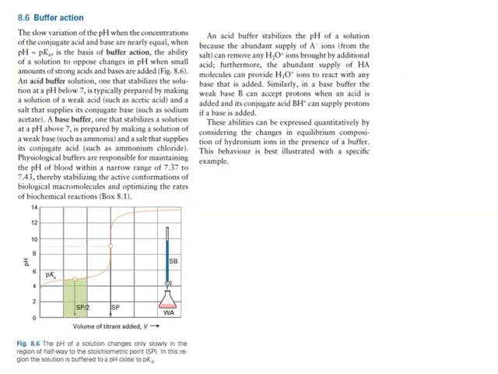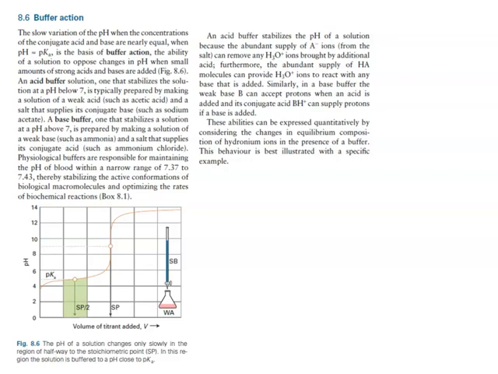In an acid buffer solution, one that stabilizes solution at pH below 7 is typically prepared by making a solution of a weak acid and a salt that supplies its conjugate base, in this case a combination of acetic acid and, say, sodium acetate. A basic buffer, one that stabilizes solution above pH of 7, is prepared by making a solution of a weak base, such as ammonia, and a salt that supplies its conjugate acid, such as ammonium chloride.